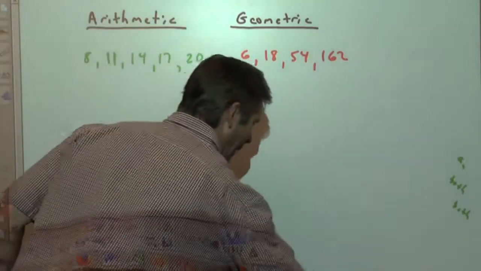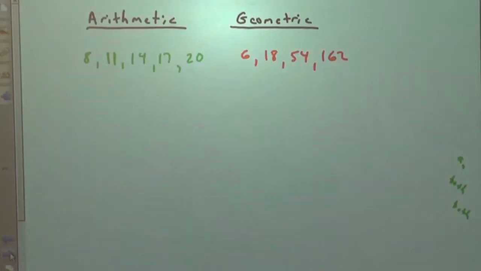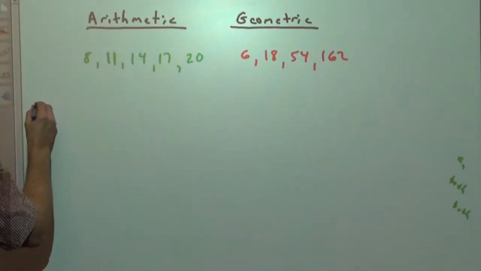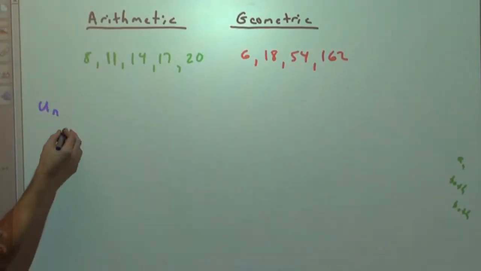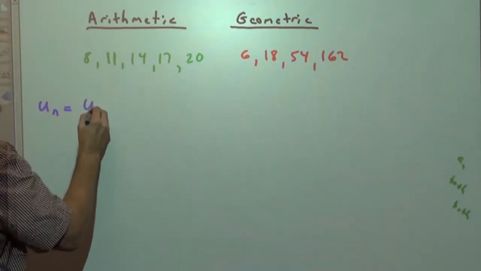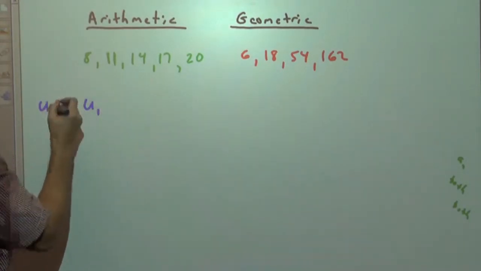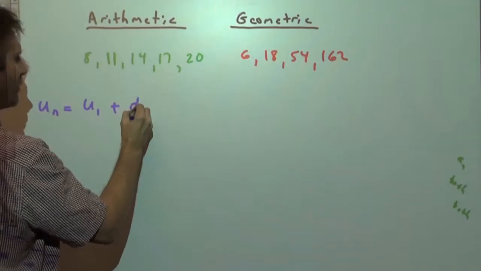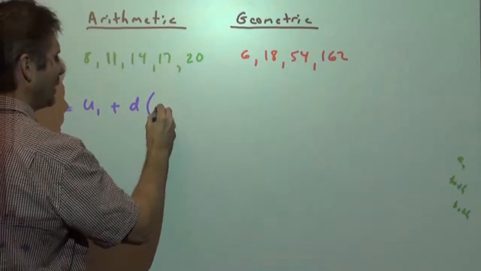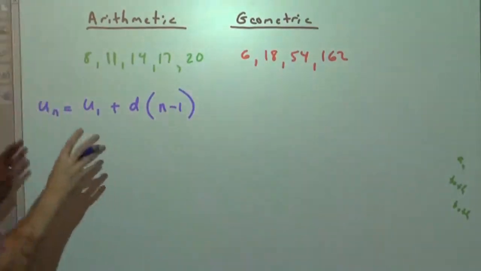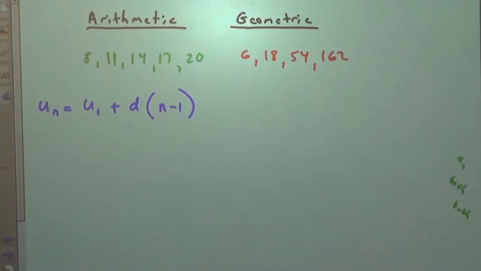So, arithmetic, we said yesterday that we could use this formula, either a sub n or u sub n, and we'd say let's take the first term, like 8 here, let's add the common difference, in this case 3, times n minus 1, and that would give us a formula for finding the nth term.